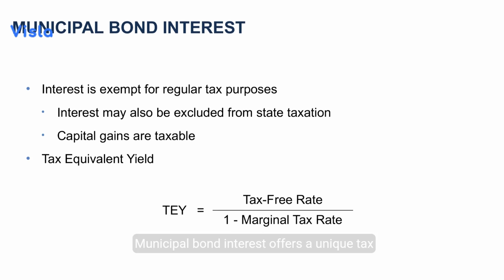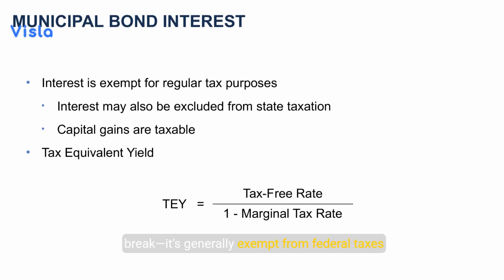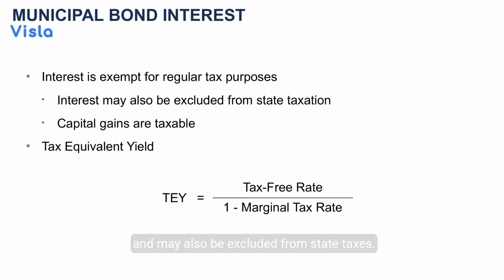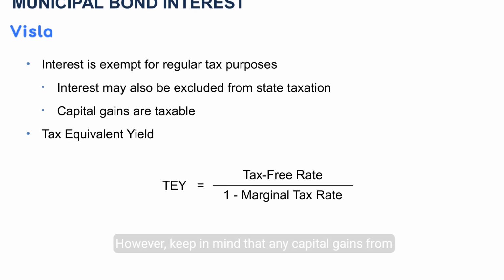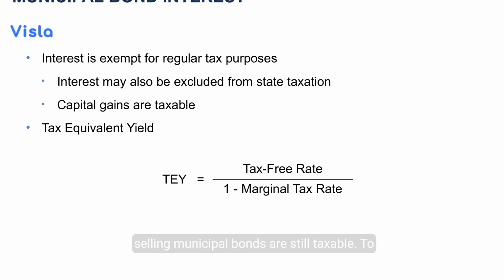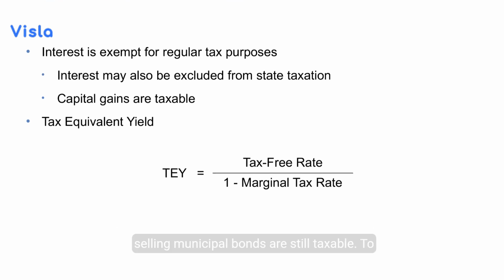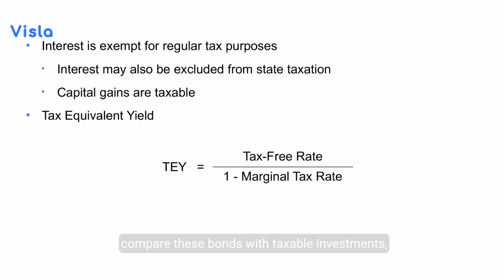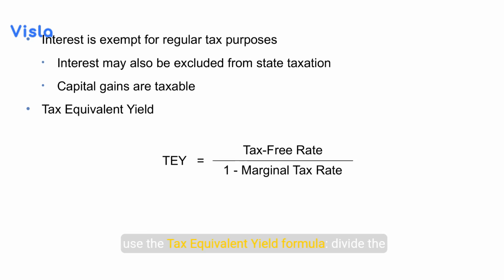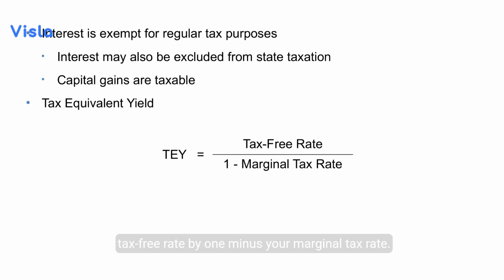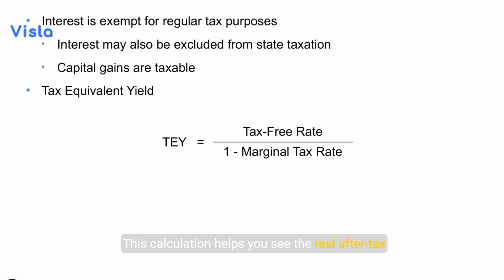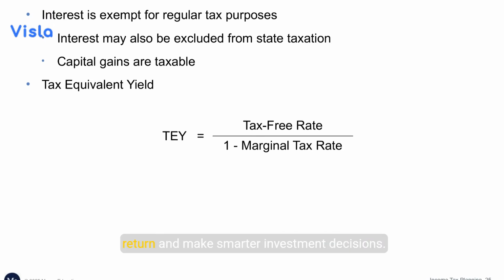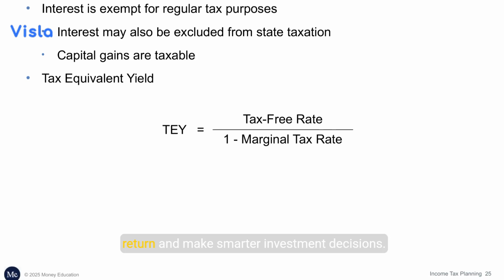Municipal bond interest offers a unique tax break. It's generally exempt from federal taxes and may also be excluded from state taxes. However, keep in mind that any capital gains from selling municipal bonds are still taxable. To compare these bonds with taxable investments, use the tax equivalent yield formula. Divide the tax-free rate by 1 minus your marginal tax rate. This calculation helps you see the real after-tax return and make smarter investment decisions.